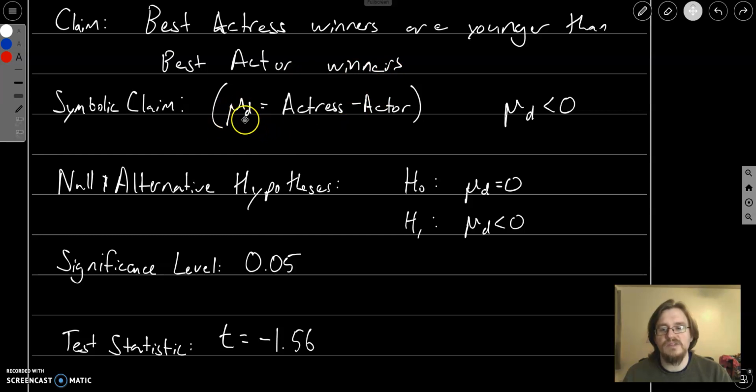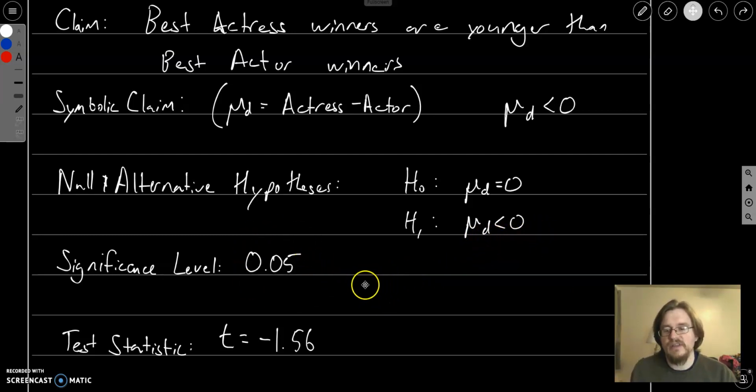So our claim is that the Best Actress winners are younger on average than the Best Actor winners. If we call mu d the mean age of the actress minus the actor in any given year, symbolically we're claiming that mu d is less than 0. As in, if we subtract a bigger number from a smaller number, we should get a negative number. So the null hypothesis is that the mean difference is equal to 0, and our alternative hypothesis is that the mean difference is less than 0.